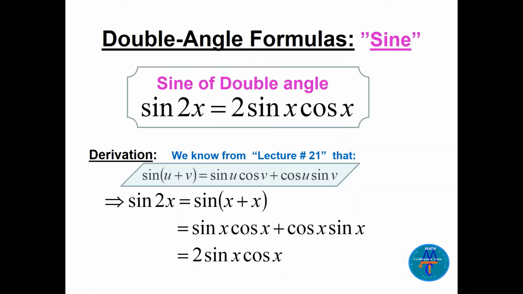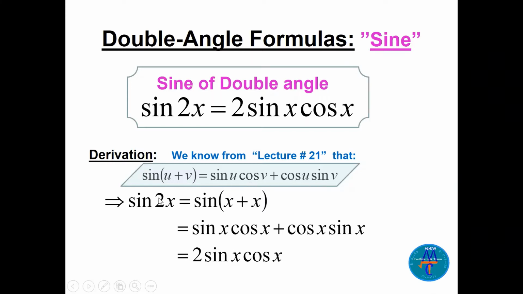Let's start directly to derive sine of 2x. Sine of 2x is equal to 2 times sine of x times cosine of x. We get that from lecture 21, where we have the formula sine of u plus v, if you remember: sine u cosine v plus cosine u sine v.